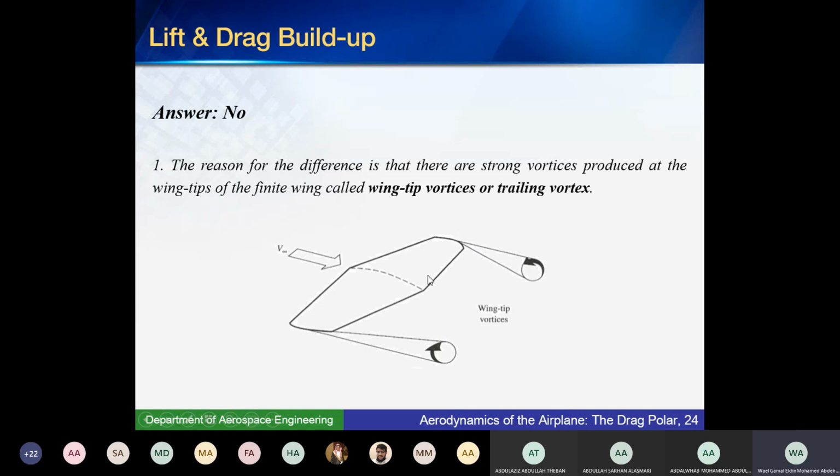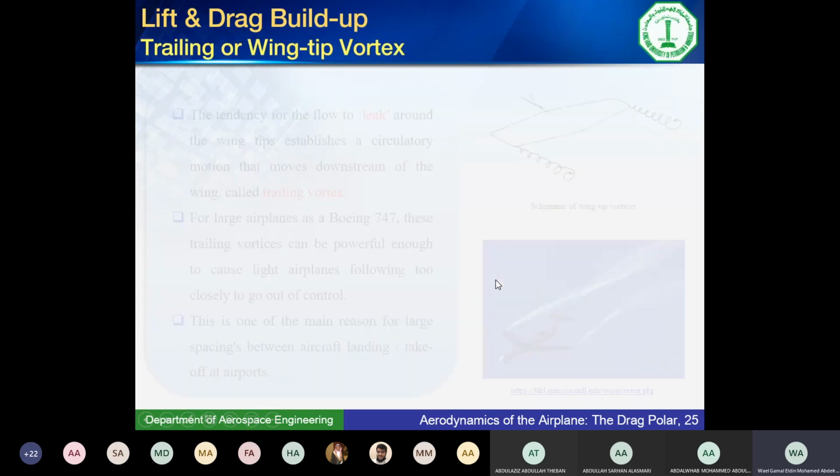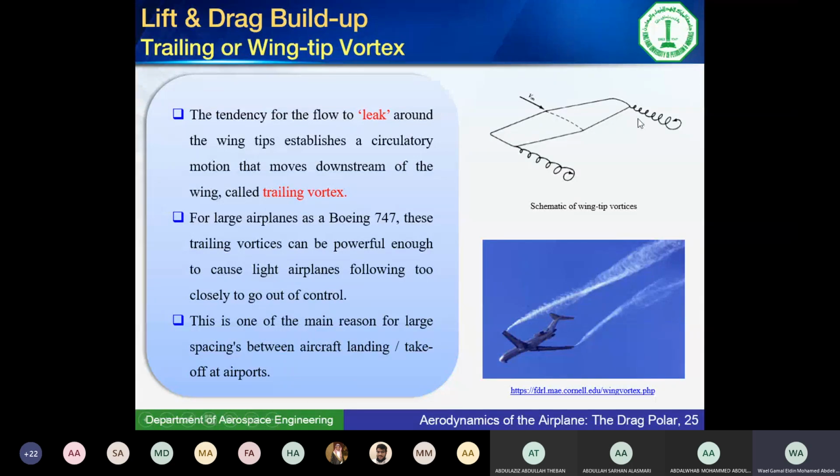The air will have a downward component. It will generate more drag, which is called induced drag. Okay, and it will generate disturbance in the air behind the wing. And this disturbance is considerable.